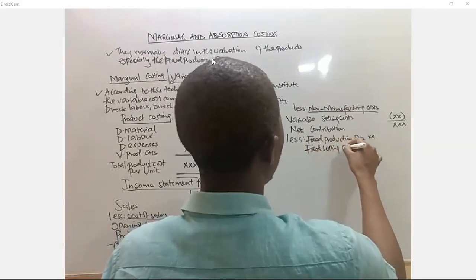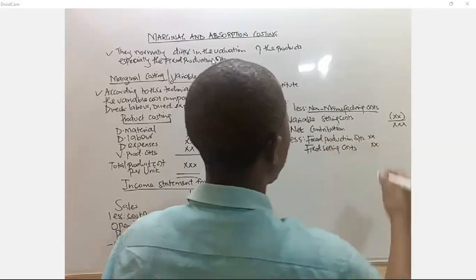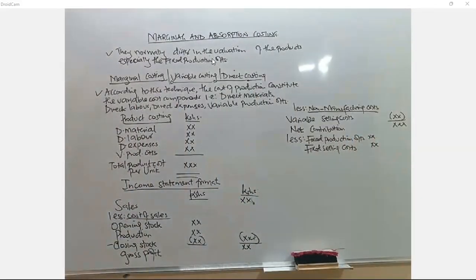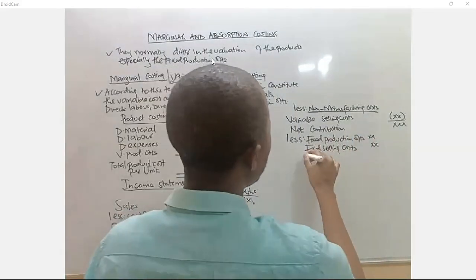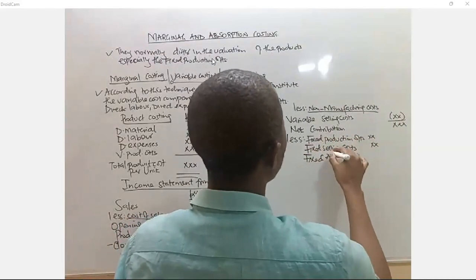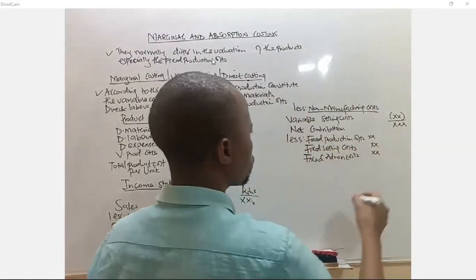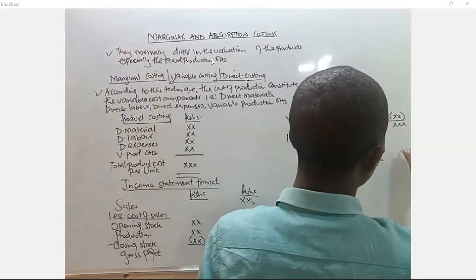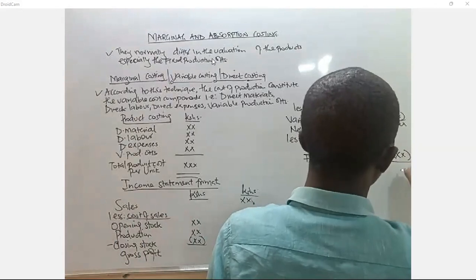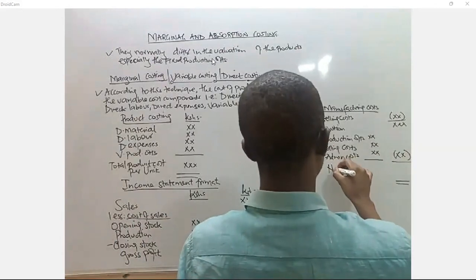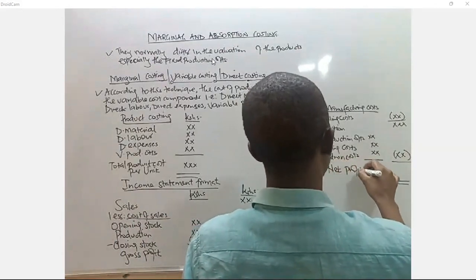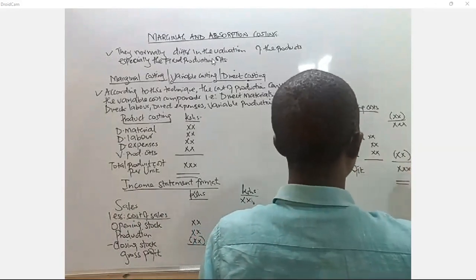The fixed selling costs, you put them here. Then the other one we are discussing is the fixed admin. The fixed admin cost, we put them there. So at the end of the day, you get your totals for the fixed costs. Then you are going to be getting your net profits. Your net profit, you get it there.